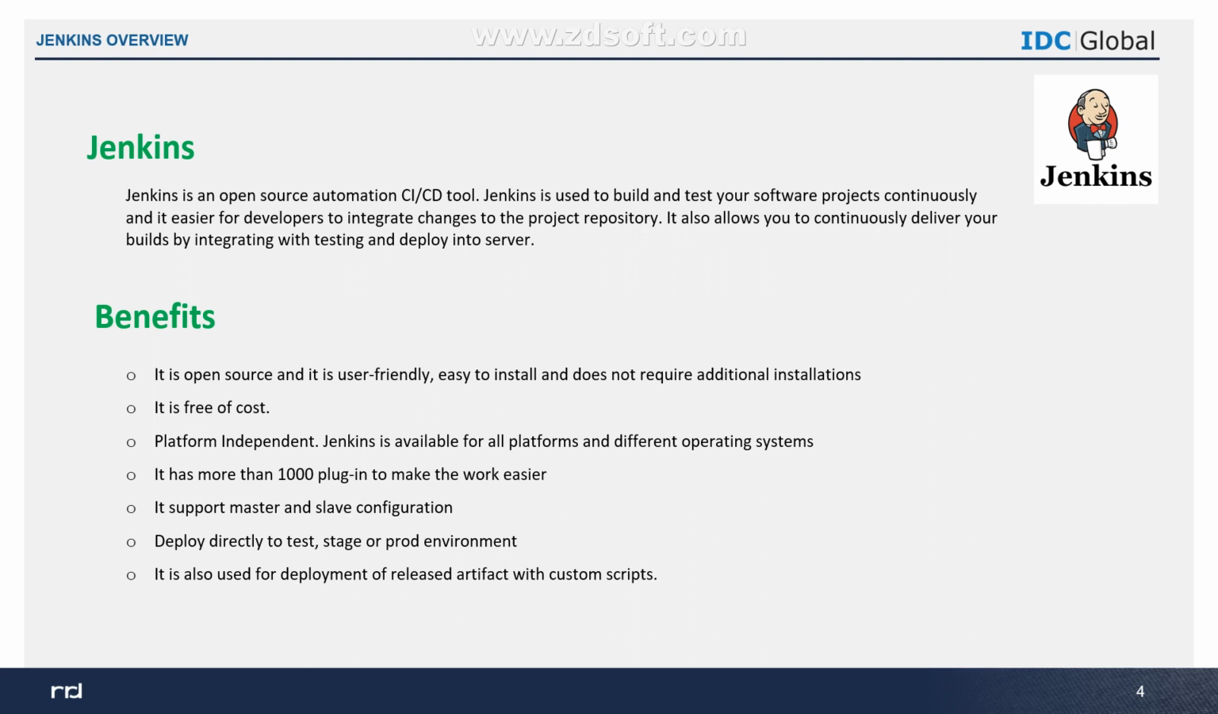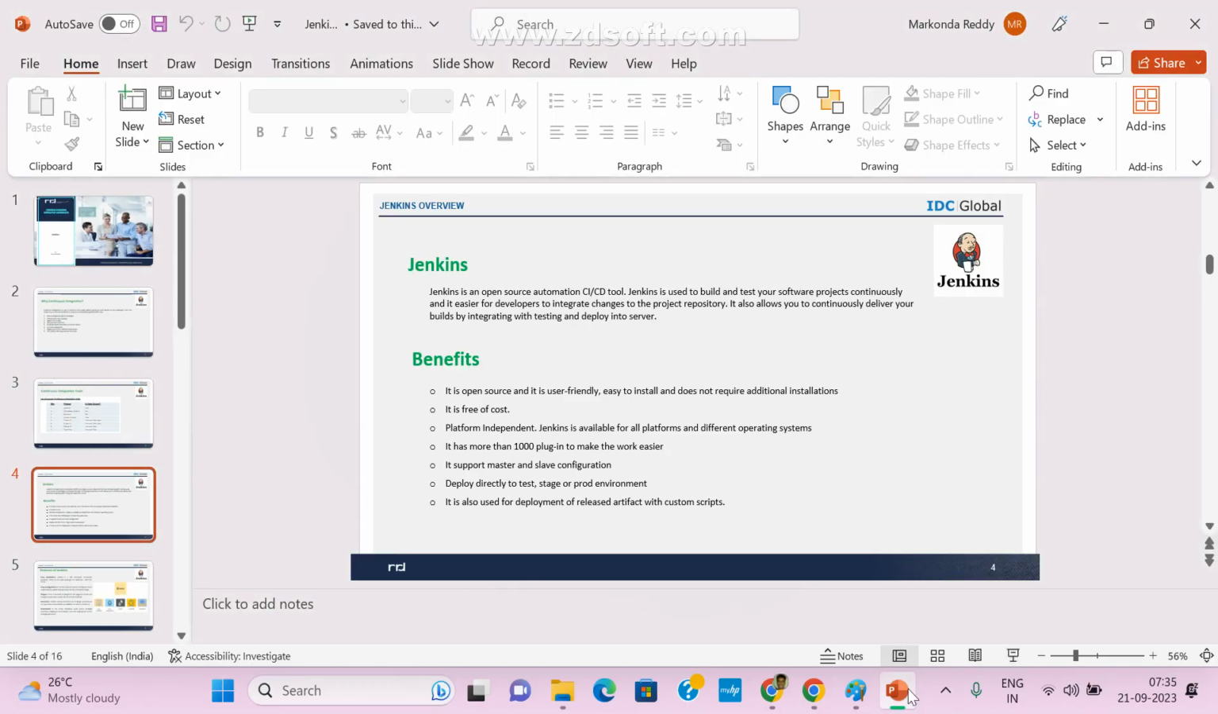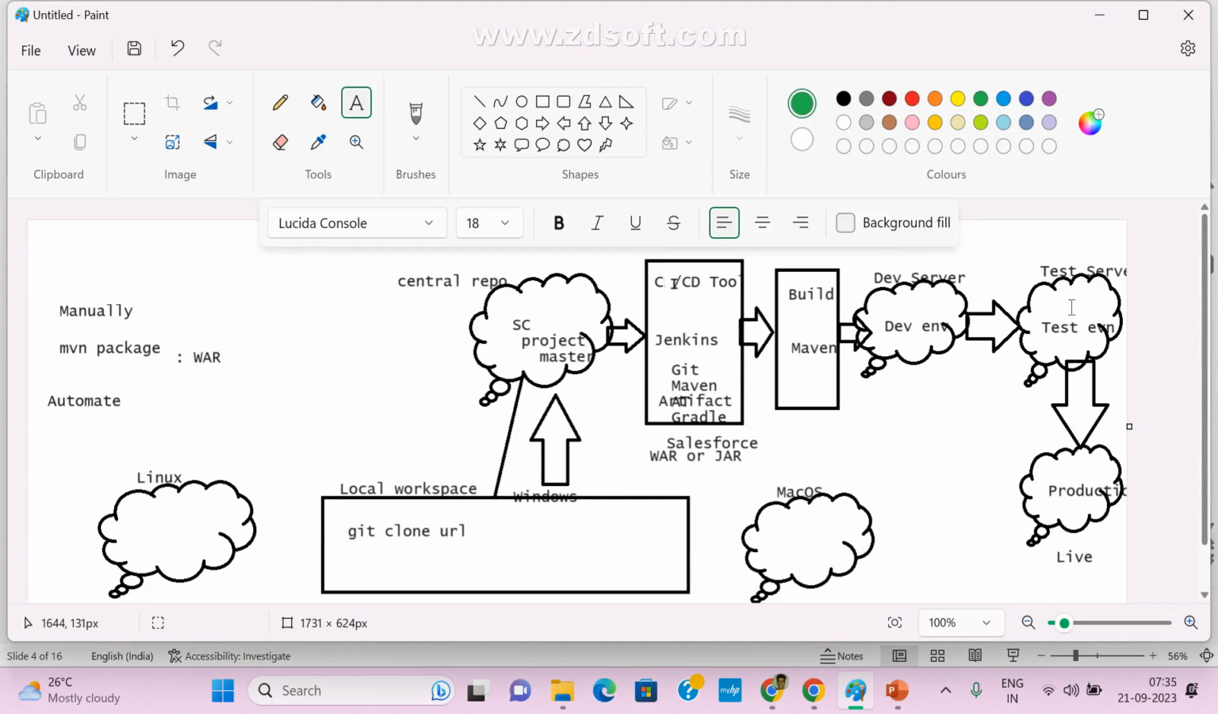Now, deploy directly to test, stage, or prod, whichever environment you want, we can deploy directly. As of now, I deployed manually; yesterday I deployed manually to the Tomcat server. Once the artifact file is generated and the build has succeeded, if we want to deploy automatically to any one environment, that is a very simple way we can do with the help of Jenkins.